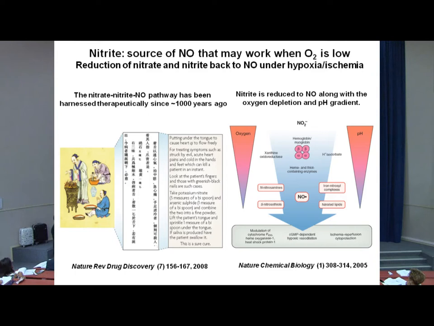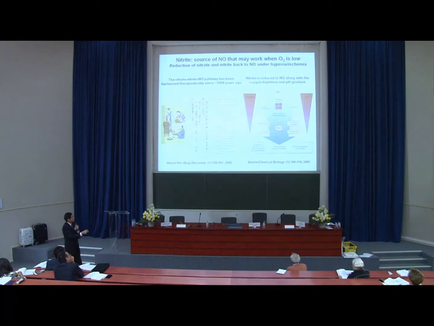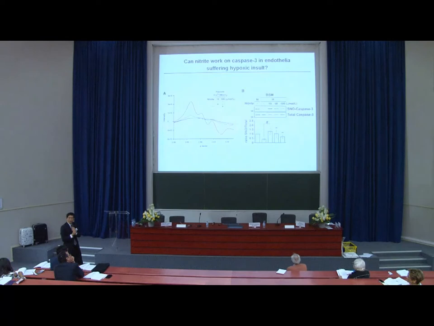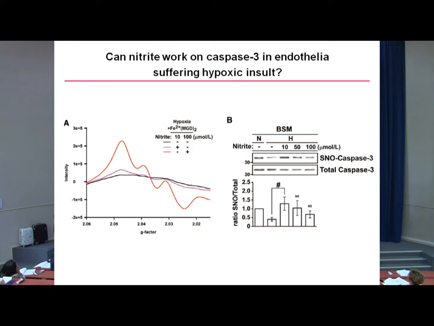But interestingly, recent studies support such a very early observation by our ancestors, suggesting that under hypoxic condition, nitrite can be reduced to bioactive nitric oxide through, as I said, a variety of endogenous nitrite reductases. So by knowing that, we decided to check whether nitrite treatment in hypoxic endothelial cells would work on caspase 3. The first experiment we did here is to use the EPR method to measure the nitric oxide released from endothelial cells under hypoxic stress. You can see here, in response to increased levels of nitrite we added to the culture, there is a dose-dependent production of nitric oxide under hypoxic conditions.